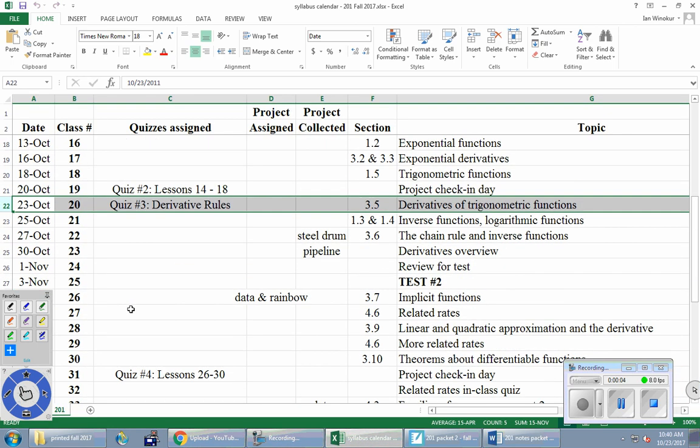Okay, so last class was our project check-in day. So thinking about the projects, let's just take a look and make sure we're all clear on when they are due. So the steel drum is due on the 27th. I guess that's this Friday. And then the pipeline project is due a week from today, the coming Monday. Okay, so Friday and then Monday are when the two projects are due.